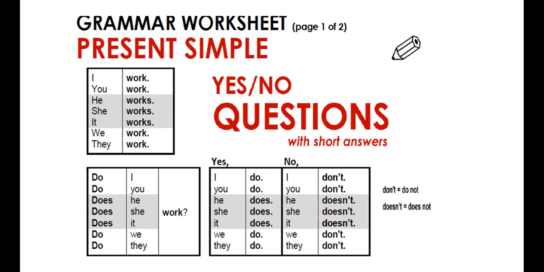For example, do you work? ¿Trabajas? Do I work? ¿Trabajo yo? Does he, she, it work? ¿Trabaja él, ella, eso? Do we work? ¿Trabajamos nosotros? Do they work? ¿Trabajan ellos? Entonces vea que para he, she, it, utilizamos does. Y para el resto, ¿verdad? De los subject pronouns utilizamos do.